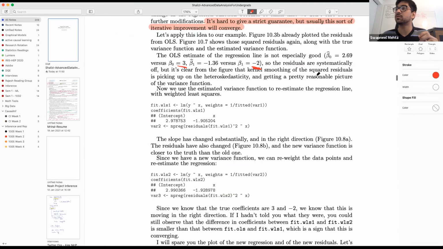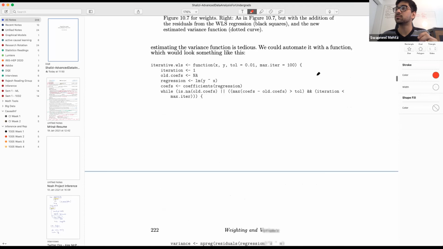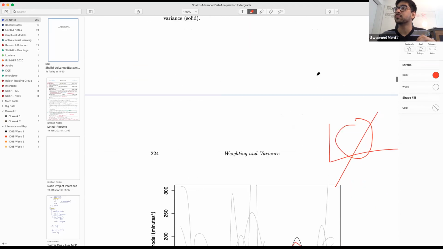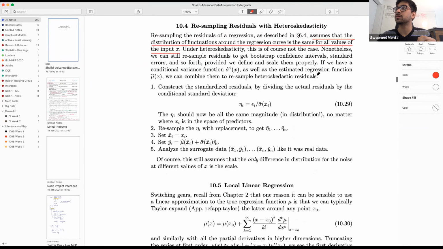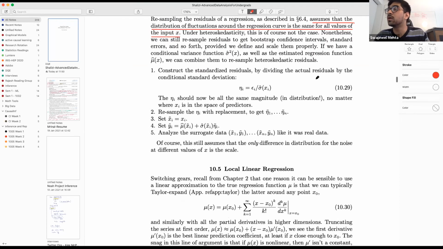Where was my two methods? Ugh, okay. Never mind that.